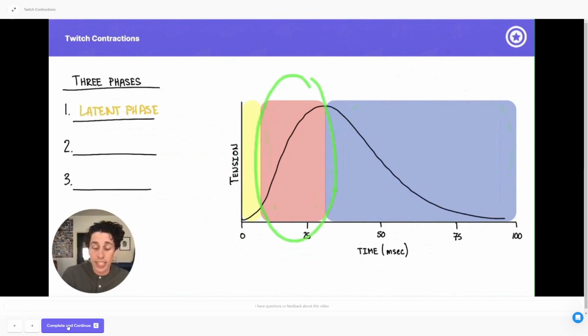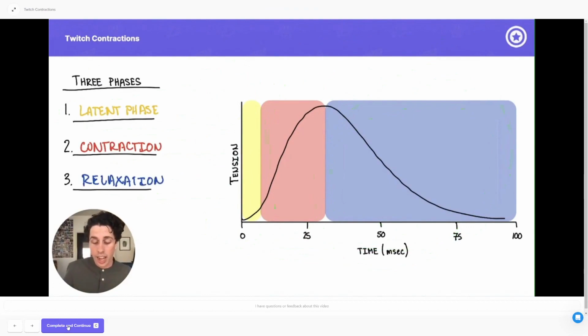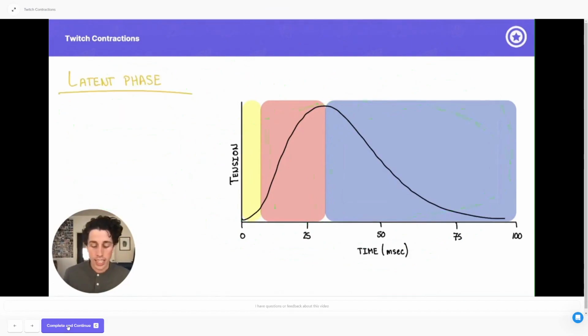And then the second phase that we can see right there in red, that's going to be known as the contraction. And then the third that we see right here in blue, this is going to be known as relaxation. Perfect. Alright, so these are going to be the three phases of a twitch contraction, and we can see those right here. So let's go ahead and talk about each one of these individually so we have a better understanding of each one. Alrighty, so let's go ahead and start with the latent phase because that's the first one.